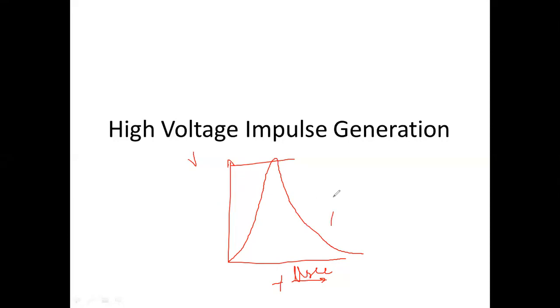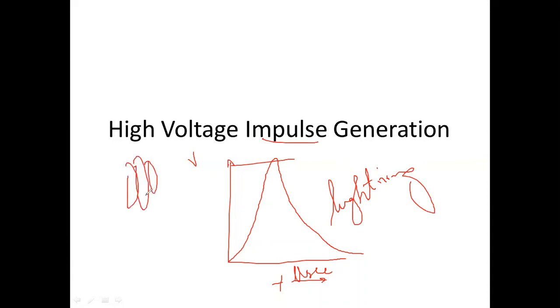Lightning is the best example of the impulse. And any insulator will be tested for high voltage AC, high voltage AC testing, high voltage DC testing, and for the impulse as well, high voltage impulse.